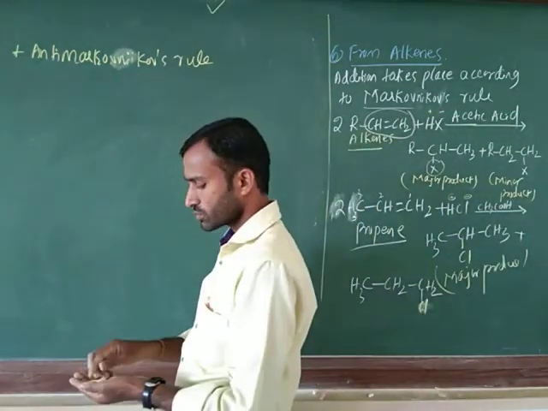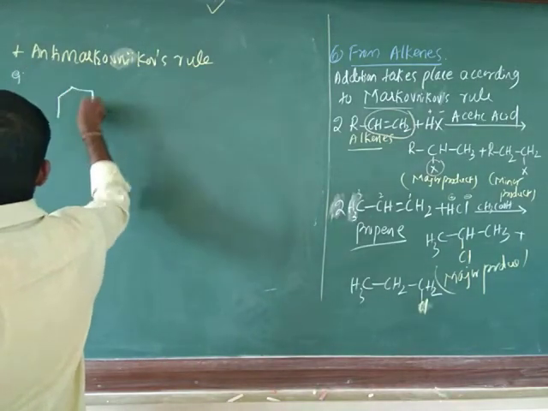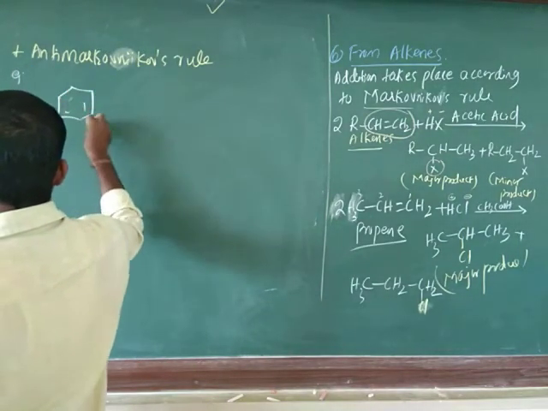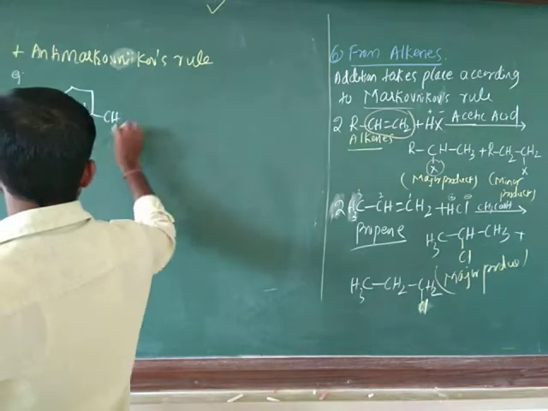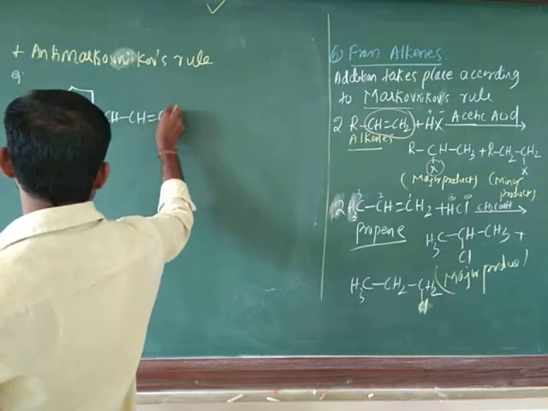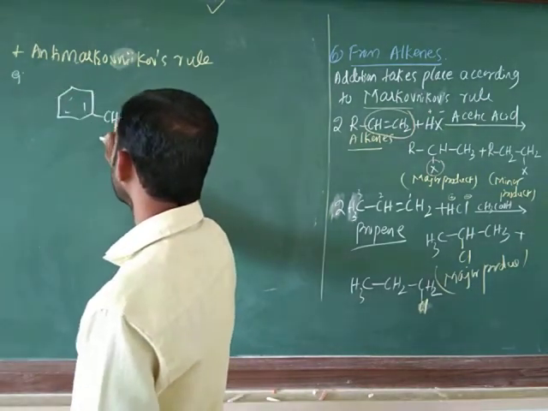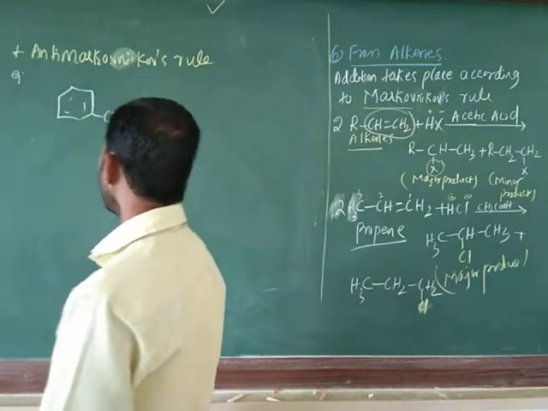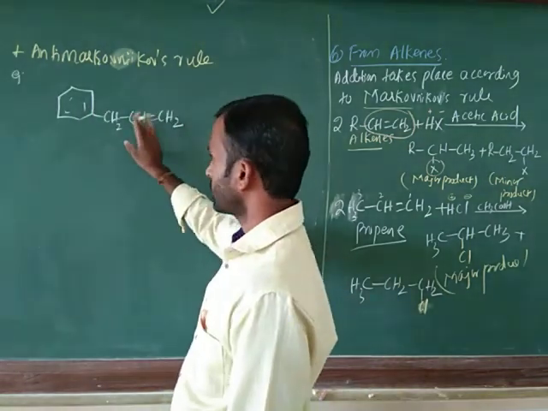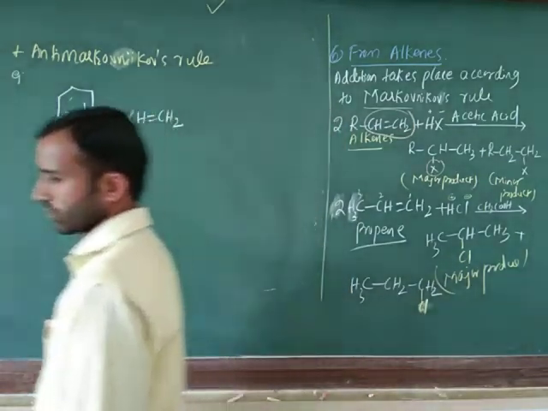The anti-Markovnikov rule is completely opposite. I am going to take an example. Here is the example, this is a benzene ring, CH is there. Next, in this case CH double bond, this is CH2 is there. Just see how to count the carbon number, 1 2 3 is there, make it a 2. Okay, this is the example for the anti-Markovnikov rule.